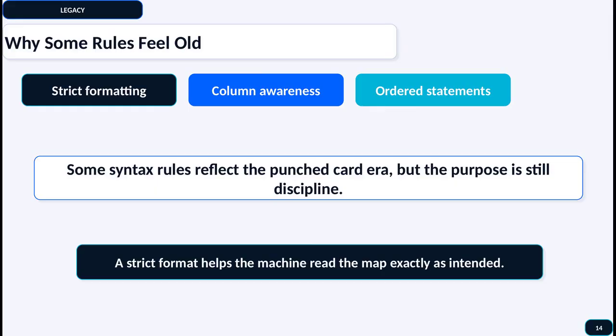Some IOCDS rules feel old because they come from an era when computing used fixed formats and punched cards. That history explains why columns and statement order matter so much. But the older style should not distract from the purpose. The configuration must be read precisely. A map with vague directions is dangerous when the environment is large and important. The strict syntax forces the map to be explicit, predictable, and consistent.